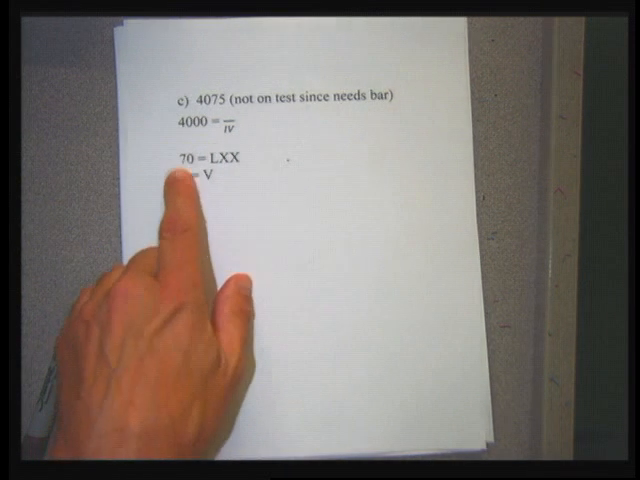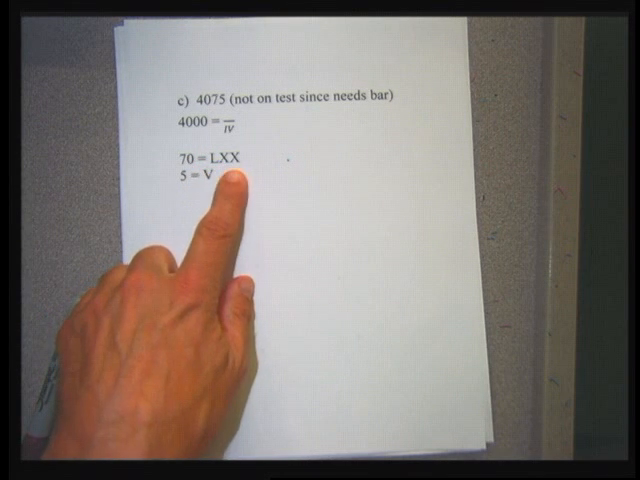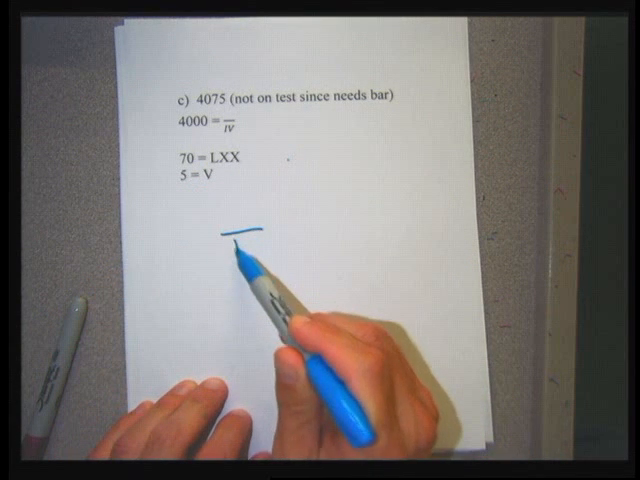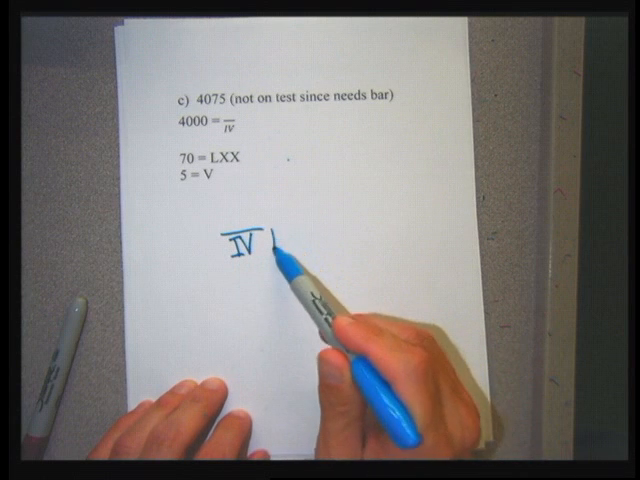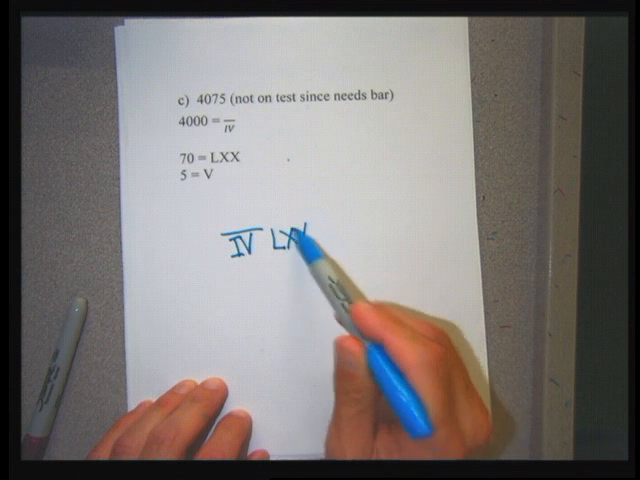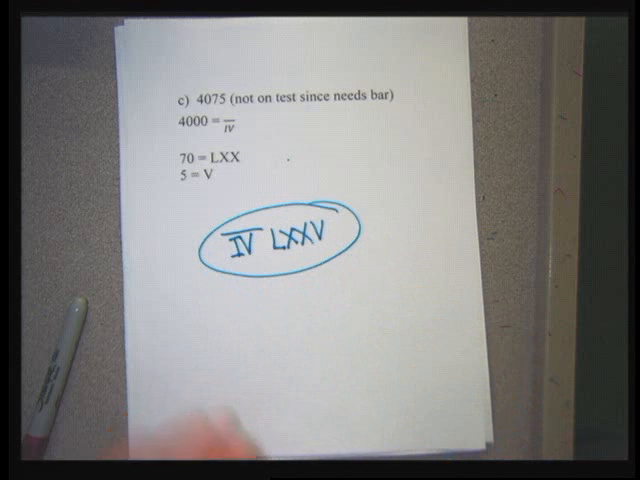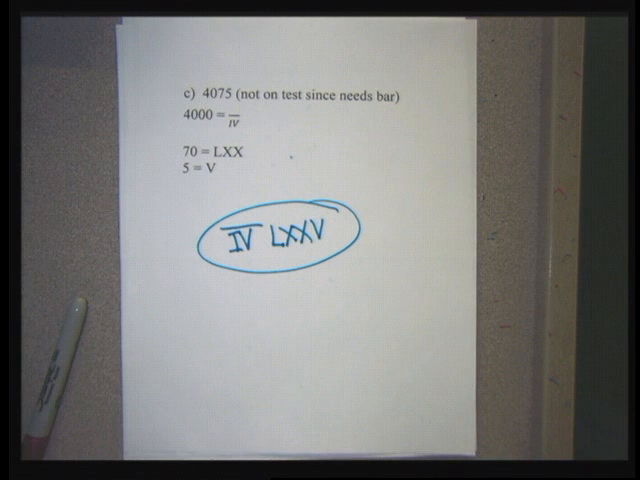A 70, which is the 10 part, is 50 plus 20. The 50 is an L, the 20 is 2 X's, and the 5 part of this is just a V. As a number, in Roman numerals, I'm going to have an IV with a bar over it for 4,000. An LXX represents the 70 because that's 50 plus 10 plus 10, which is 70, and the V is going to be a 5. So there aren't going to be any numbers on the test that need a Roman numeral with a bar, but this particular problem, properly, a way to write it is IV LXXV. There probably is another way to write it.